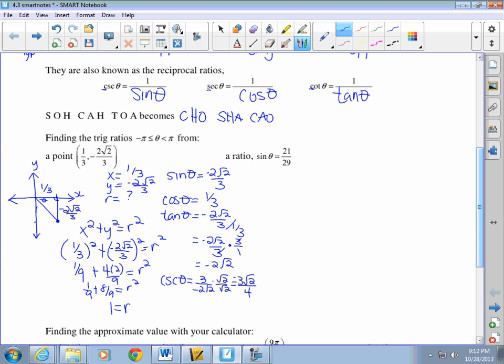Secant, then, is the opposite of cos. So if I flip that one, it was 1 over 3, so it becomes 3 over 1. Tangent becomes cotangent. So it was negative 2 square root 2 over 1, so that becomes 1 over negative 2 square root 2. I rationalize my denominator on that. It's going to be negative square root 2 over 4.